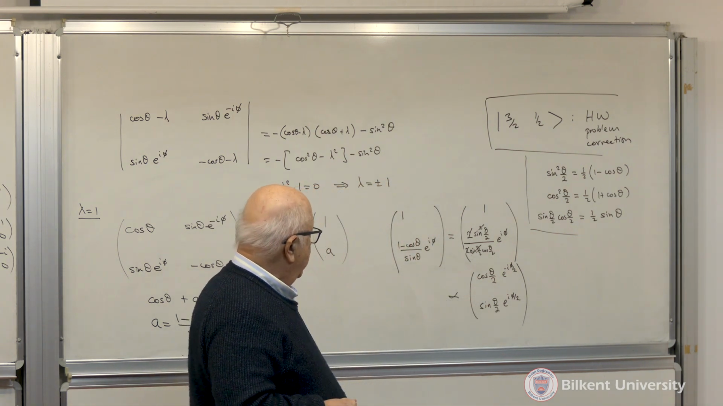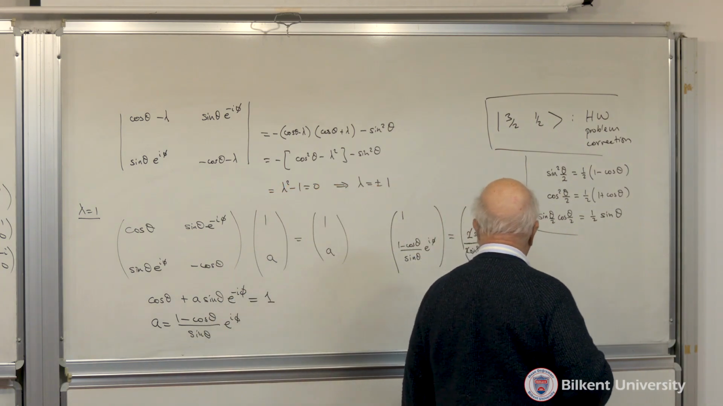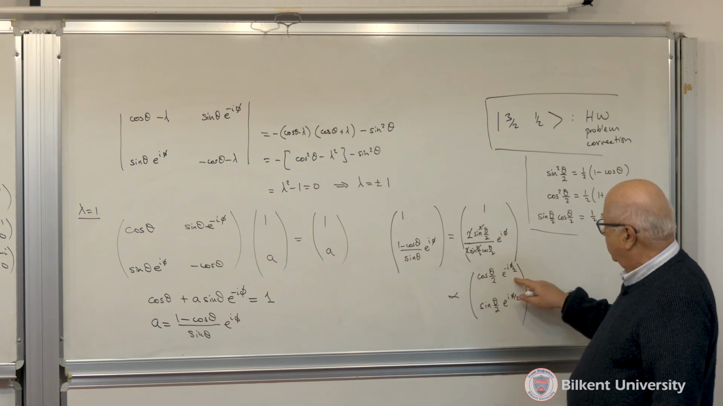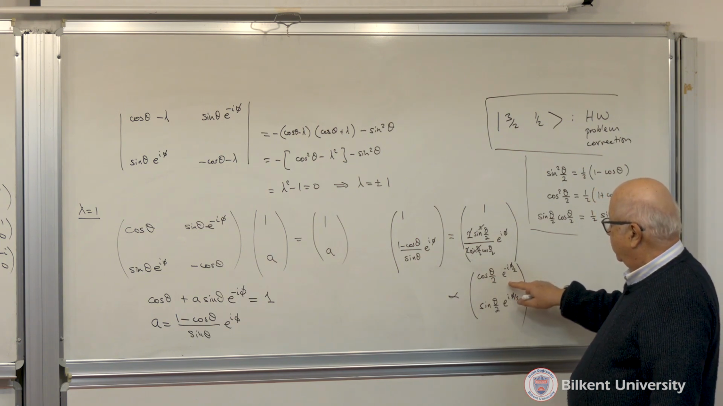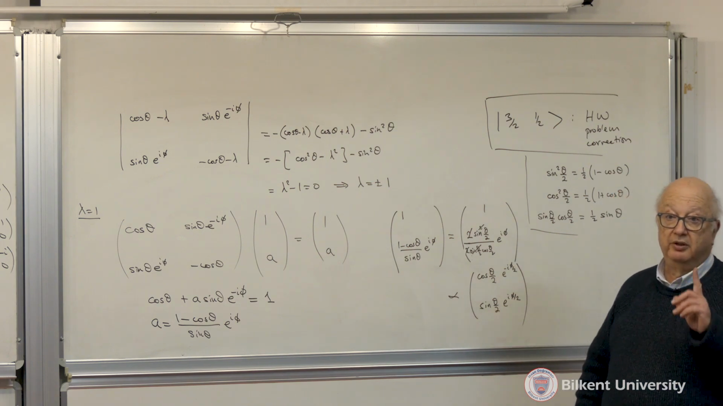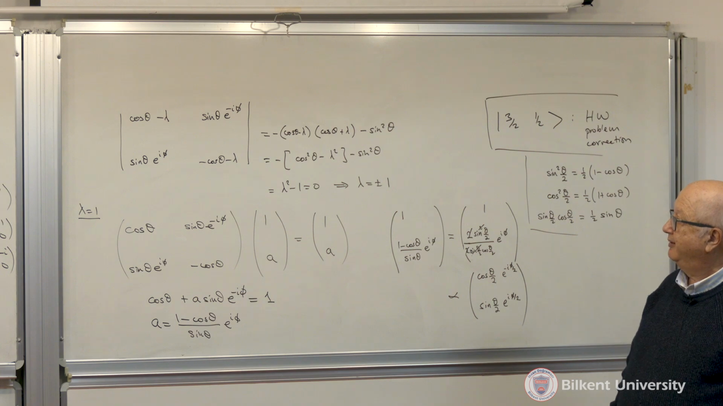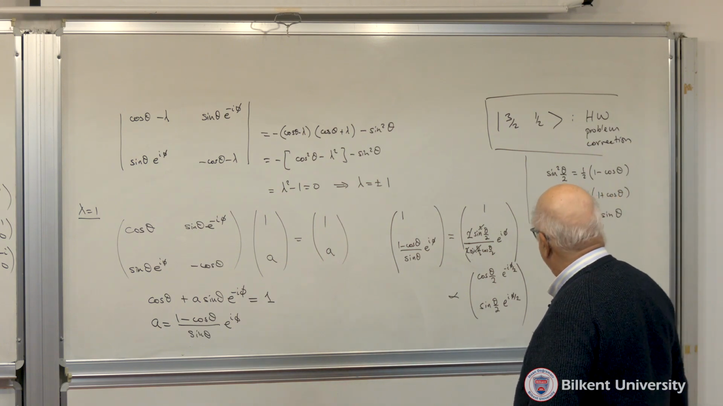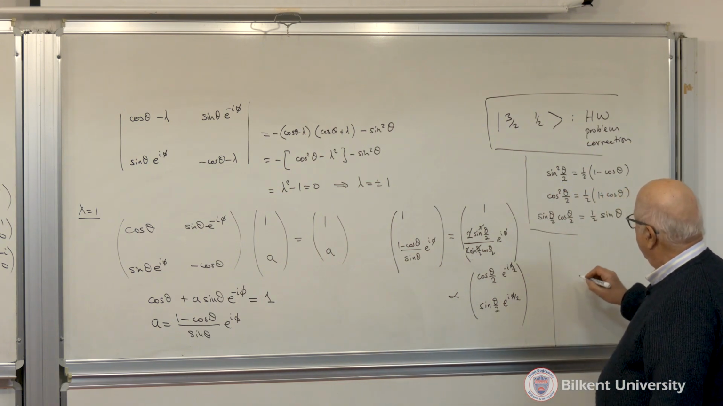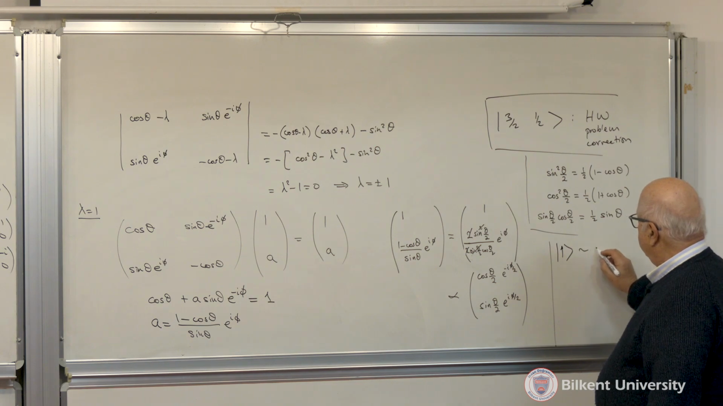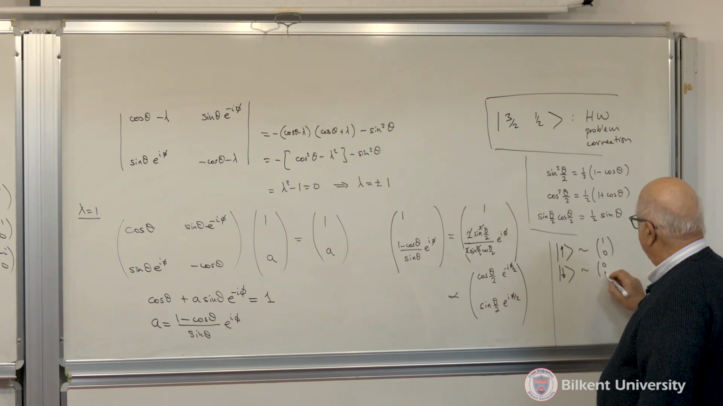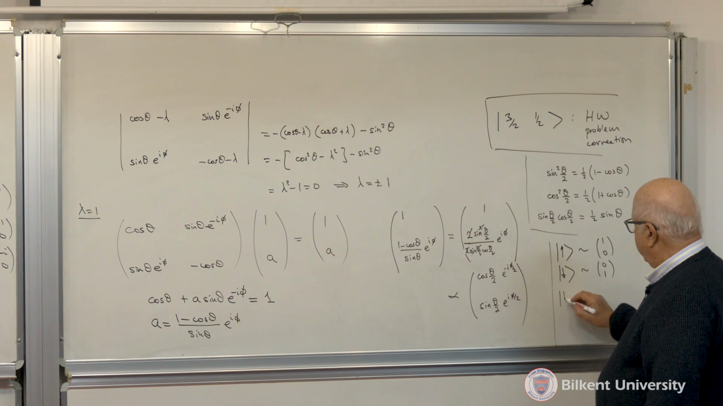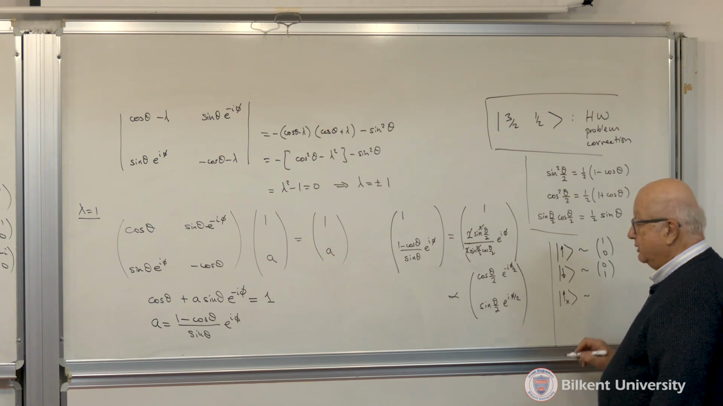Okay? And you can also check various limits. For example, if you put theta equal to 0 and phi equal to 0, you are going to get 1, 0, which is the vector, remember, for the z direction. Okay, so maybe I'll just list them over here. Remember that up z is associated with 1, 0. Down z is associated with 0, 1. For example, up x is what? Remember?